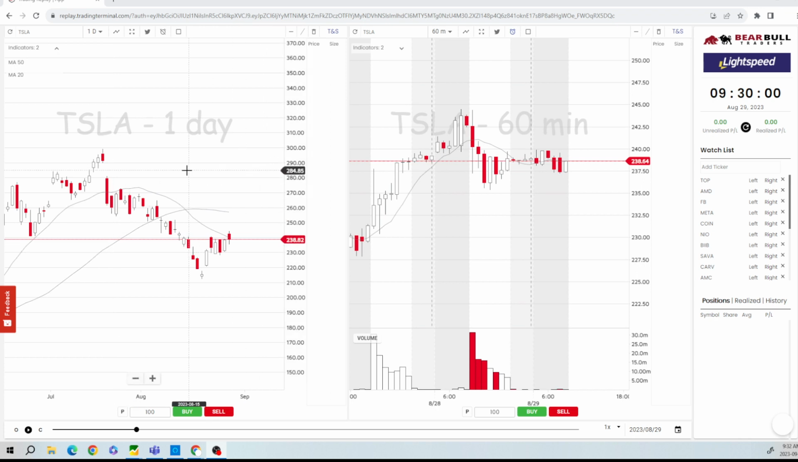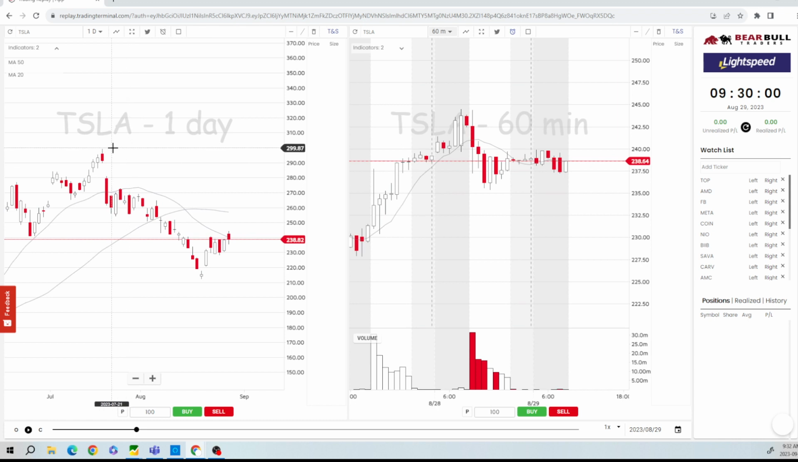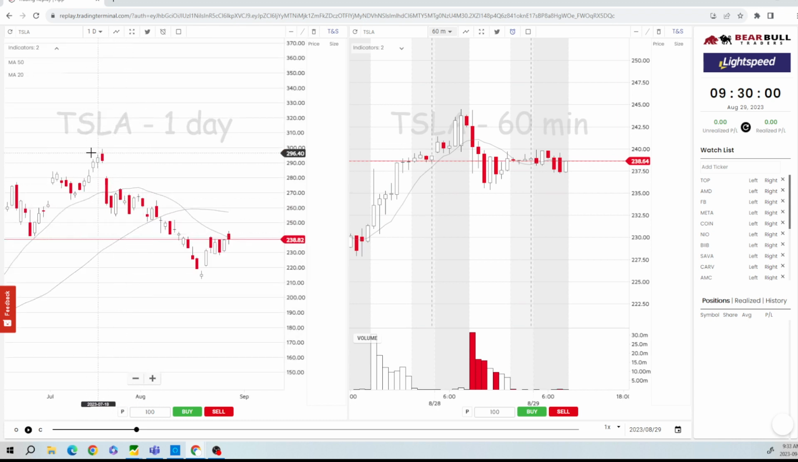All right, let's look at the daily one. Today is August 29th, a Tuesday, and what we're looking at right now is Tesla. What we see in Tesla is a clear downtrend for the last few weeks, through August and the last week of July.